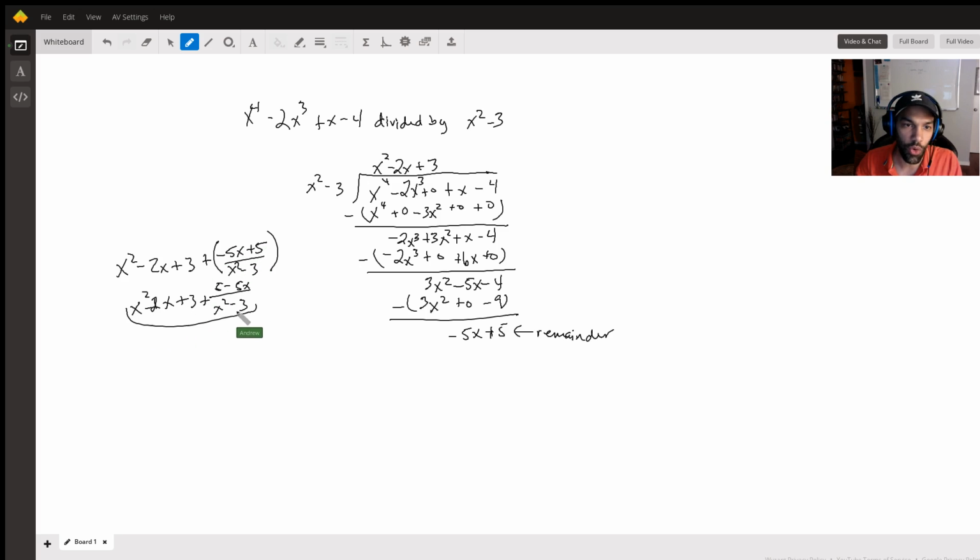You can do it this way, or you can write out this part here and then just say your remainder is this, which is remainder of negative 5x plus 5.